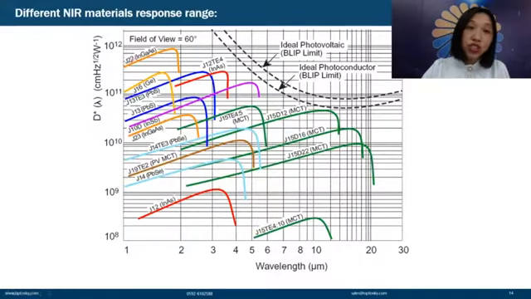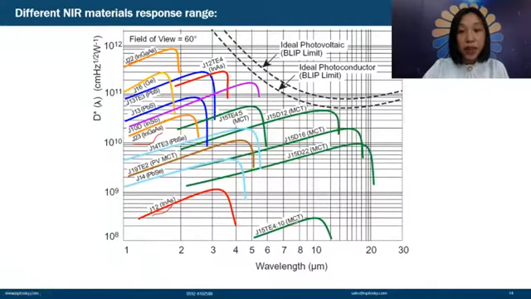You can see J22 InGaAs. It starts from 1 to 2. And we also have J23 InGaAs. It starts from here to 2.5 micrometers. And you have J12 indium arsenide. It can respond from here to 4 micrometers.